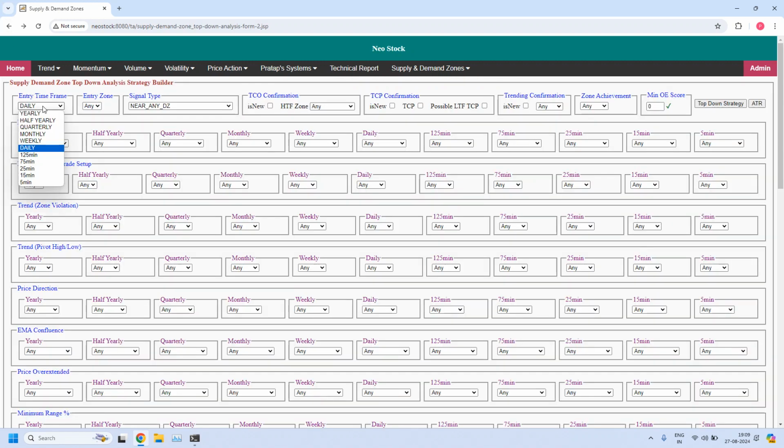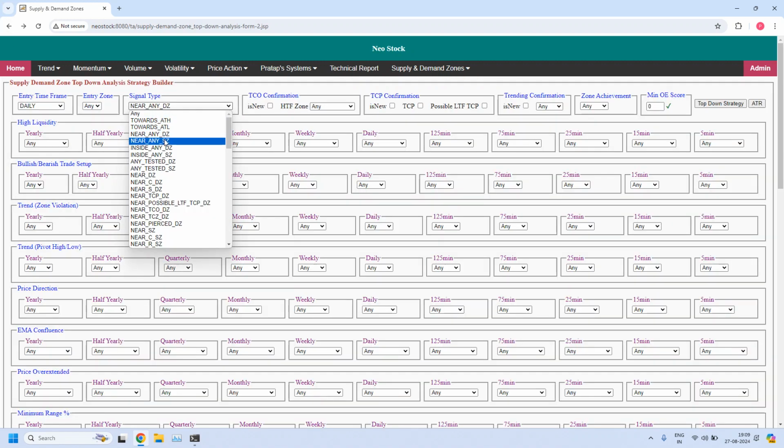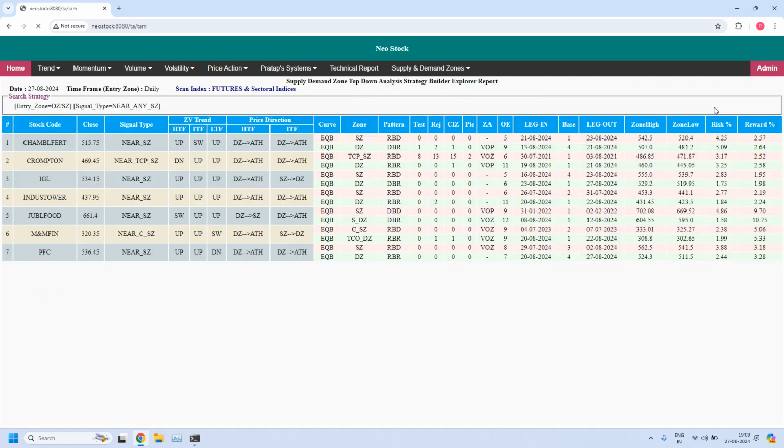The next report for daily time frame, let us find the stocks near daily supply zone. 7 stocks are filtered. Let us identify high liquidity supply zones from this list. This is a pierced zone, so you can't plan a trade, it's invalid. You have M&M Finance. This is a fresh zone. Again, you need to look for a fresh fine-tuned 5-minute zone to plan your trade.